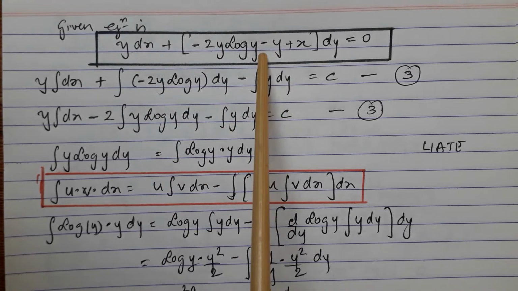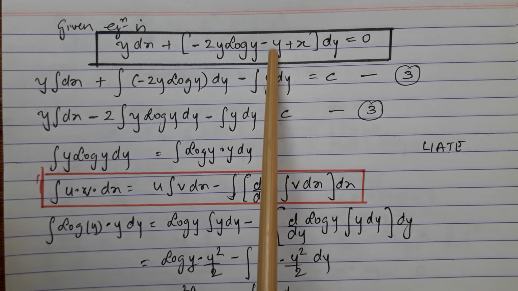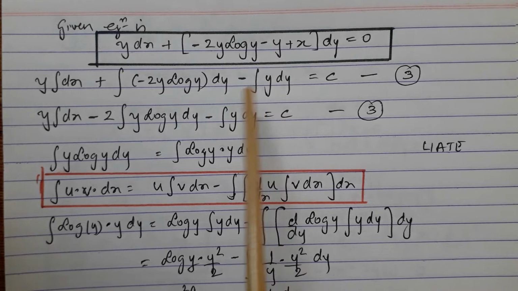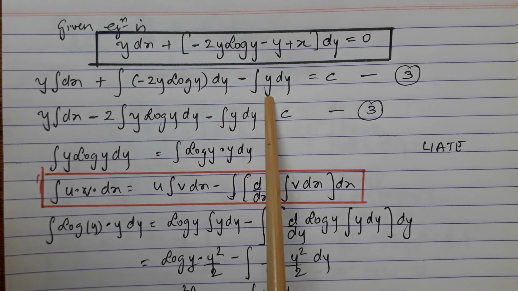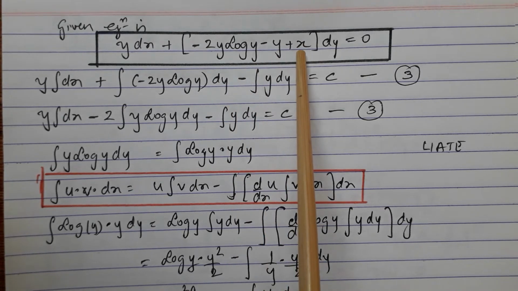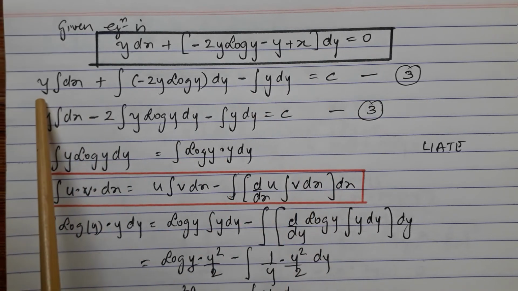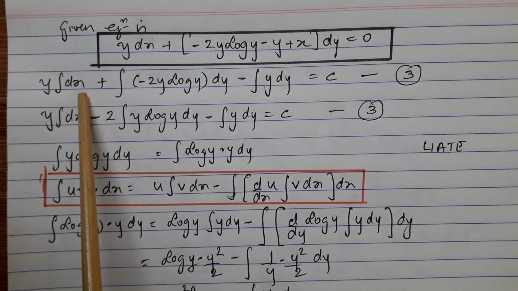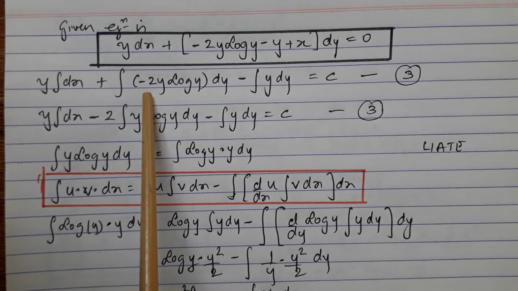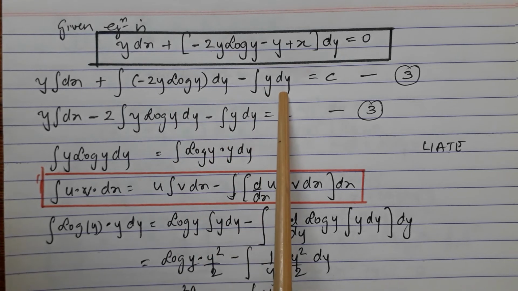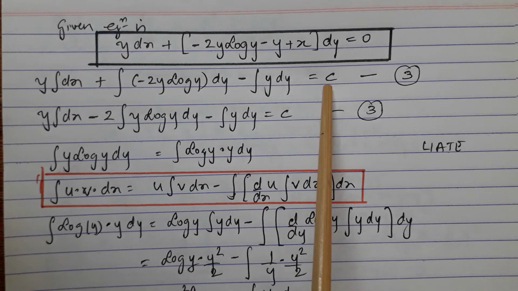The second term is minus y, which is also a term which is free of x. So we can integrate this. So this is minus integral of y dy, and the third term is x. This term contains an x, so we neglect this term. So therefore, y integral dx plus integral minus 2y log y dy minus integral y dy is equal to c, where c is some constant.